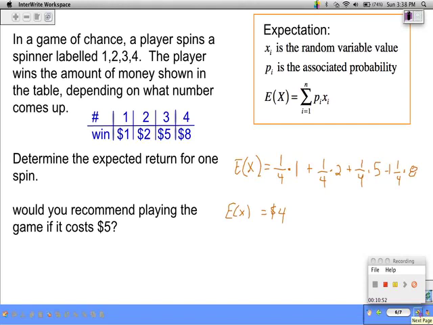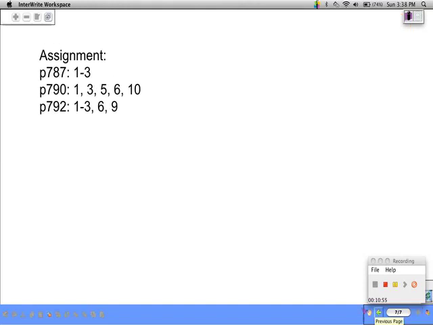Definitely favors the house. So here's the assignment for the first 3 sections.